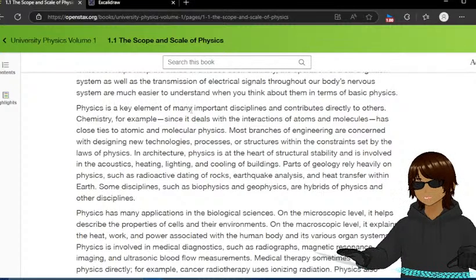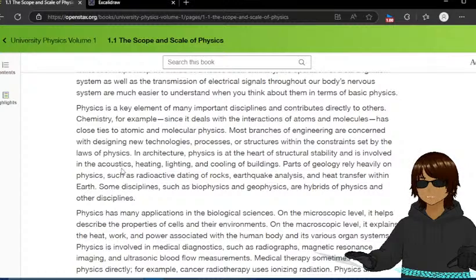Physics is a key element of many important disciplines and contributes directly to others. Chemistry, for example, since it deals with the interactions of atoms and molecules, has close ties to atomic and molecular physics. Most branches of engineering are concerned with designing new technologies, processes, or structures within the constraints set by the laws of physics. In architecture, physics is at the heart of structural stability and is involved in the acoustics, heating, lighting, and cooling of buildings. Parts of geology rely heavily on physics. What do they mean, parts? Isn't the entire geology like a subset of physics?